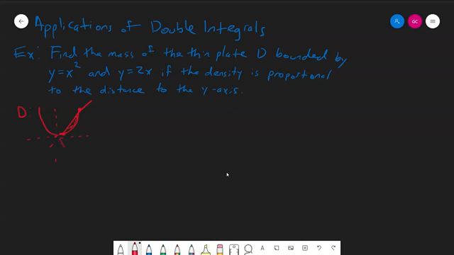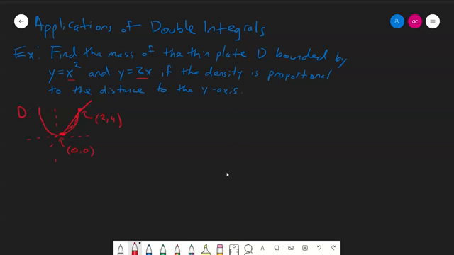So these curves rather, will meet here at the origin (0, 0), and up here at the point (2, 4). If you want to find that, essentially you just set x squared equal to 2x, and then find the solutions to that equation.